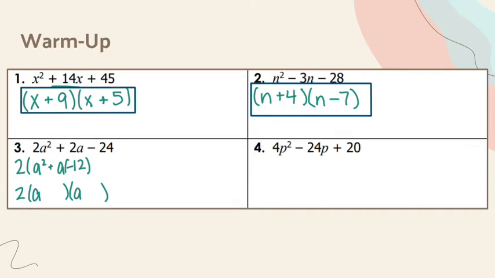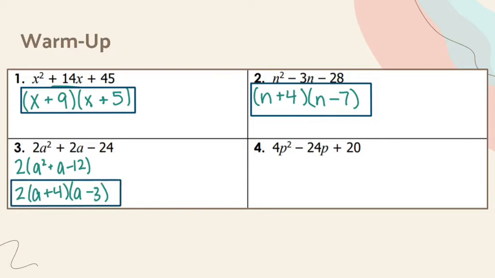We multiply to get a negative again, so we need one positive and one negative. And then this time we add to get a positive 1. So two factors that have a difference of 1 that multiply to get 12 are going to be 4 and 3. And to get a positive 1, when we add them together, we need a positive 4 and a negative 3.